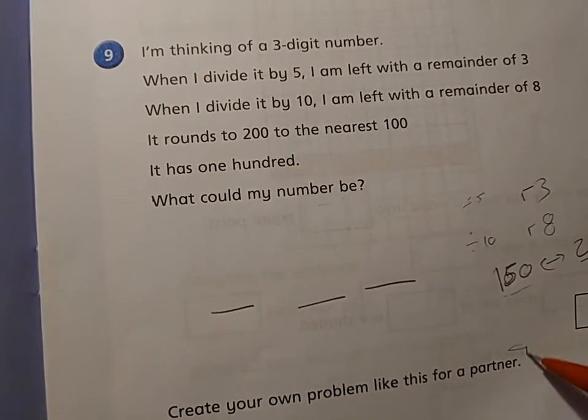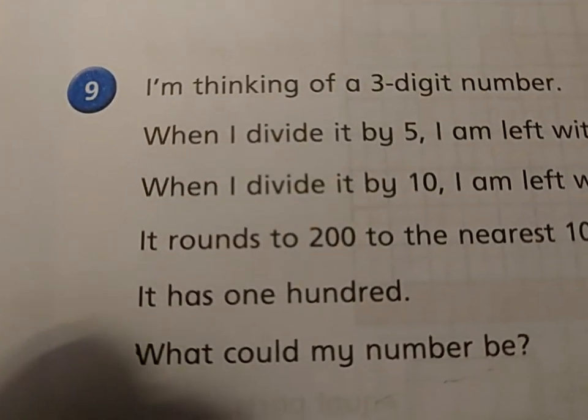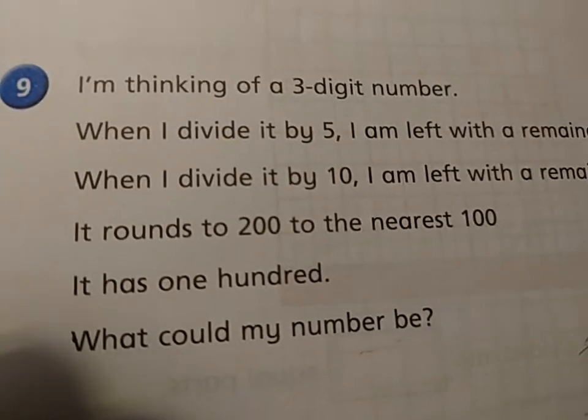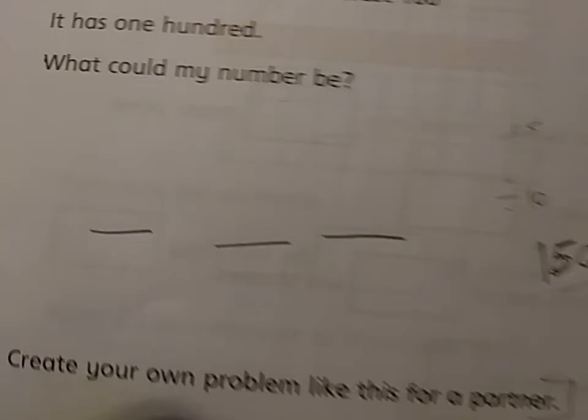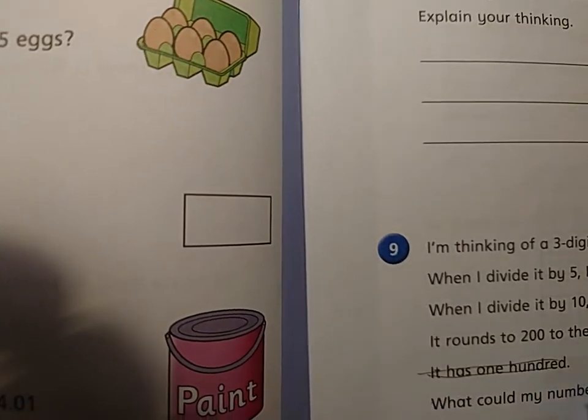And then create your own problem. It says for your partner, but create your own problem like that one. Try to work out what that means. It has 100. They missed out a word there, haven't they? Can you work it out then, just using those first clues? I think we need to delete that one. It has 100. It has 100 what?